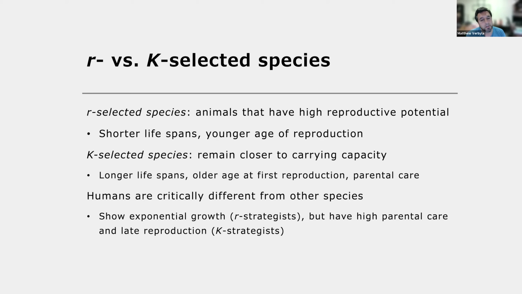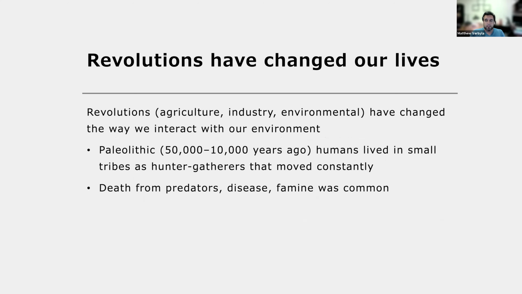Humans, it's important to note, are critically different from other species in many different ways. With respect to growth patterns, we display characteristics of R-selected species like exponential growth potential, but we also rely on high parental care, and we have a late age of first reproduction, which is more consistent with K-selected species. Right, and so you see that with the trends in the population growth for the human population throughout the years. And certain revolutions have drastically changed our lives and also influenced the growth patterns that we've experienced in population over the years.